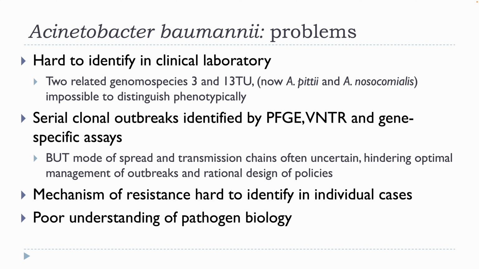And what was known at the time that we did our study was that there were what we call clonal outbreaks, so outbreaks caused by a single clone of bacteria spreading through one hospital or a series of hospitals, a series of wards. And these have been identified by various techniques where you looked at parts of the genome, particularly the most changeable parts of the genome. These techniques, pulse field gel electrophoresis, variable number tandem repeats, and various gene-specific assays. But at the time that we started this study, there was not so much known about the mode of spread and transmission chains going through the hospitals, and that hindered optimal management of outbreaks and rational design of policies.